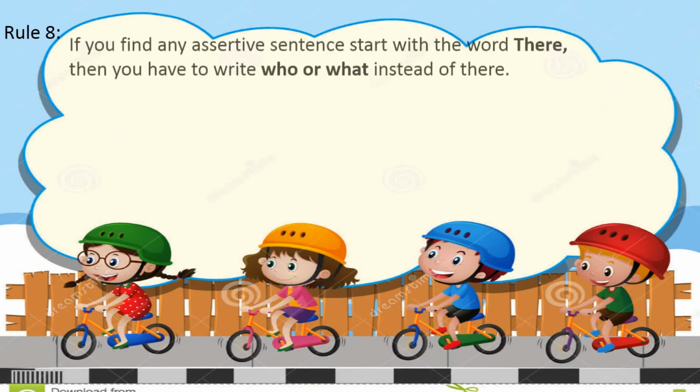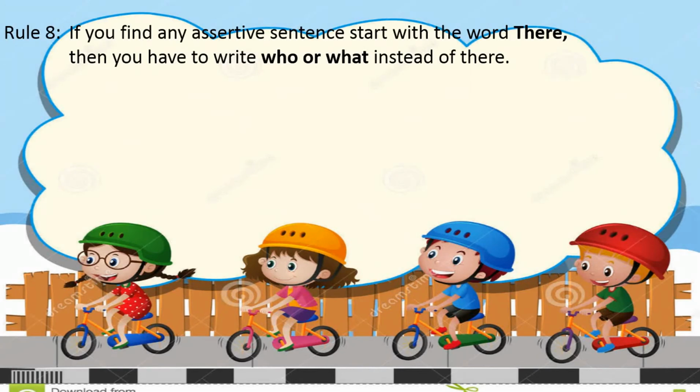Rule number 8. So if you find any assertive sentence that starts with the word there, that is called introductory there, then you have to write who or what instead of that there. So let's have some examples. Just if you find there, that introductory there, you can write who or what instead of that there. Examples. There is no use of it.